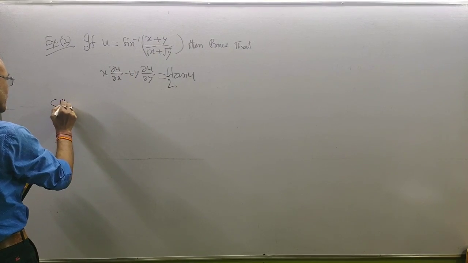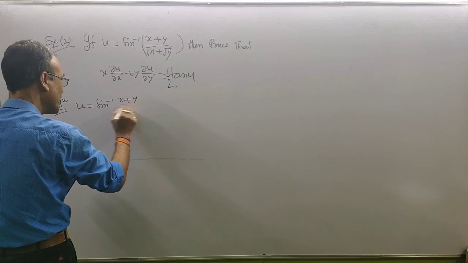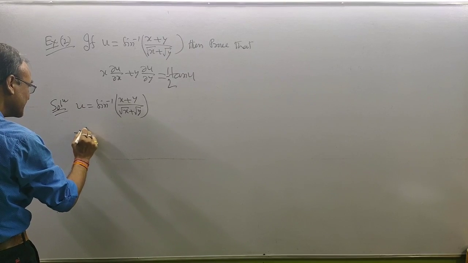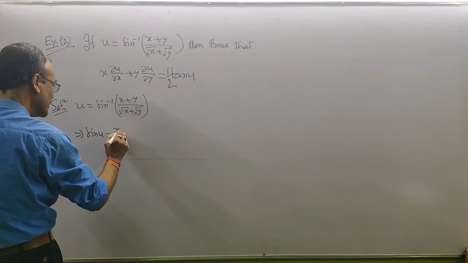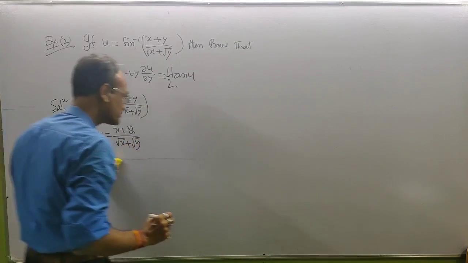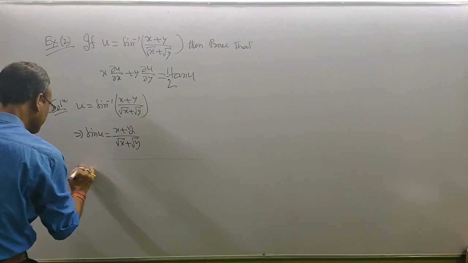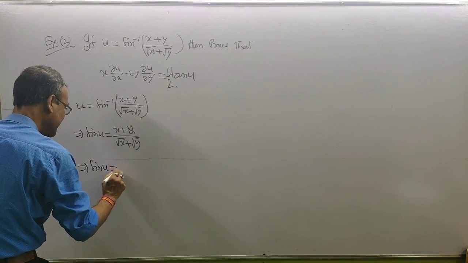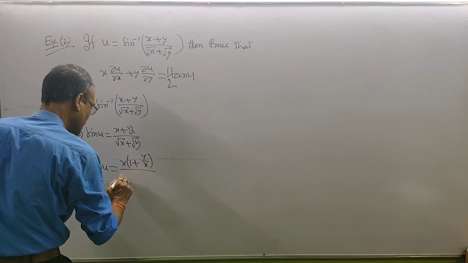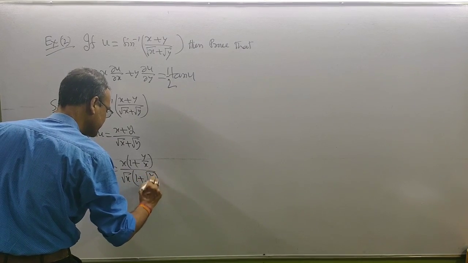Now, solution of this one. u equal to sin inverse of (x plus y) divided by (root x plus root y). This means sin u equal to (x plus y) by (root x plus root y). You will get this one. This means sin u equal to x times (1 plus y by x) by root x times (1 plus root over y by x).